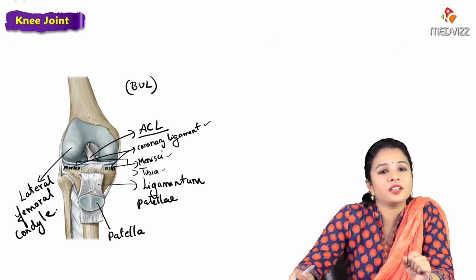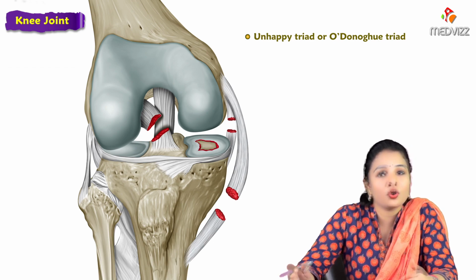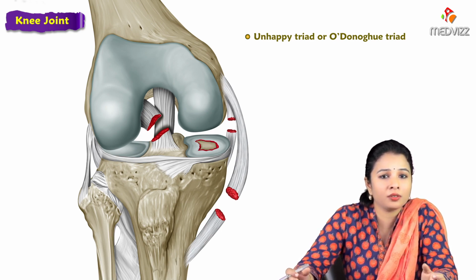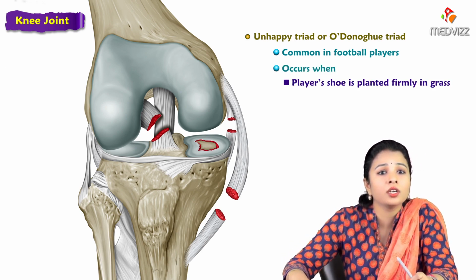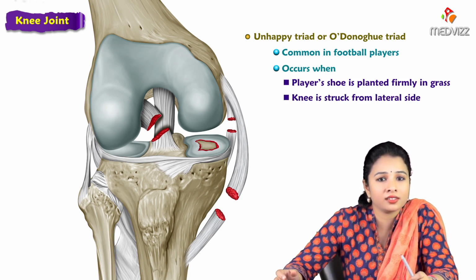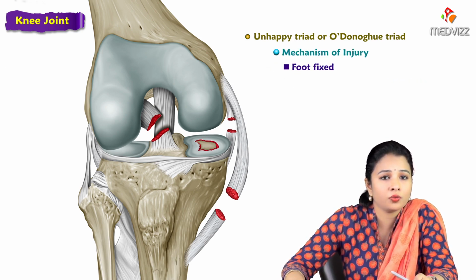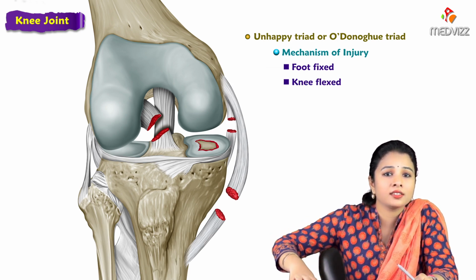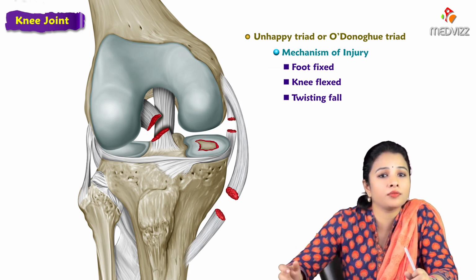At this point we can discuss one clinical aspect, which is called the unhappy triad, O'Donoghue's triad. It is the triad associated with the knee joint. It may occur commonly in football players, because the footballer's shoe is firmly fixed in the grass and the knee is struck from the lateral side. So the mechanism of injury is that the foot is fixed down on the ground and the knee is flexed and twisted, also twisted during the fall.